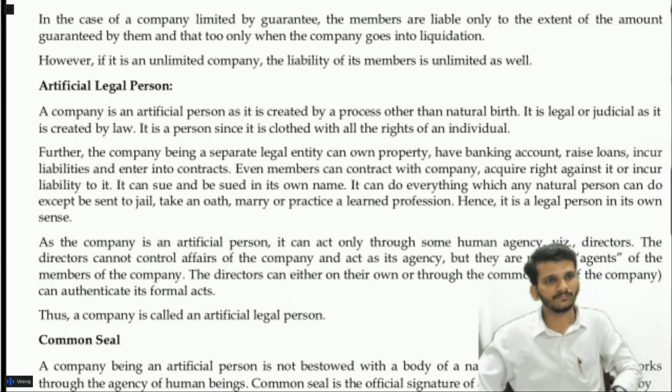How will it raise it then? Maybe loans, or it will issue some shares, or it will do something else. But it can raise money from the shareholders only by issuing some other shares. But guarantee money can be raised only during the winding up of the company.